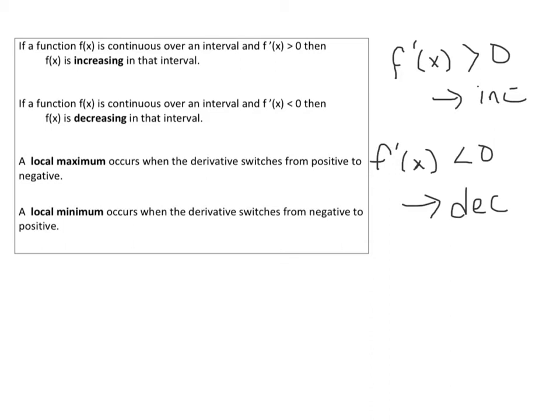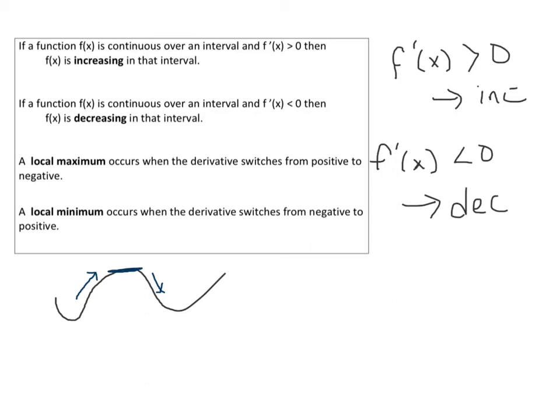Alright, and then it states something about local max and local min. So a local maximum occurs when the derivative switches from positive to negative. So suppose we're looking at a function that looks something like this. Now notice that at this point right here, let's sketch this, we're going up. So obviously we're increasing. And then at some point we switch direction, and then we go down and we're decreasing. Well, a local maximum occurred perhaps somewhere in this area where it switched.